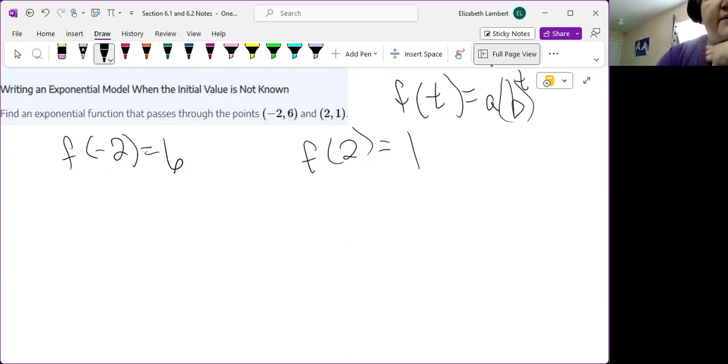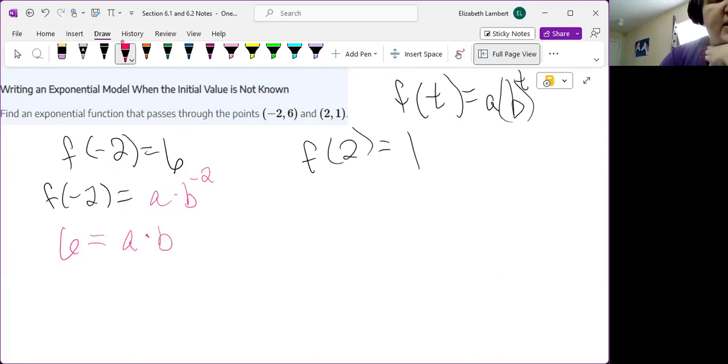All right, so f of -2 equals a times b to the -2. And then f of -2 is 6. So I have 6 equals a times b to the -2. I'm going to put that on pause, come over here, work out the other one.